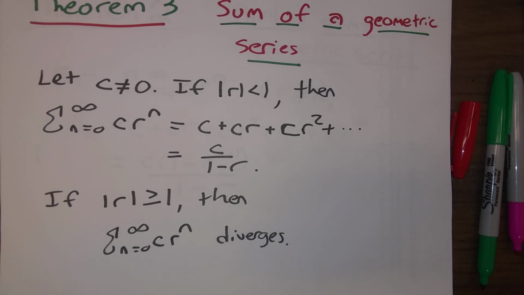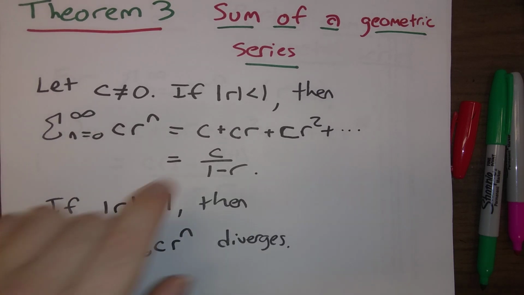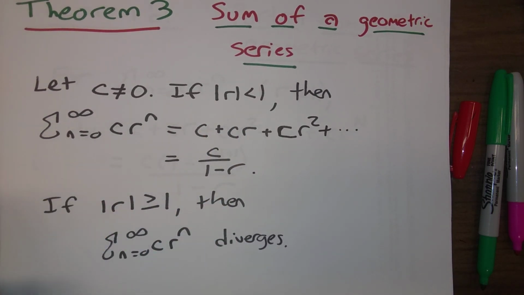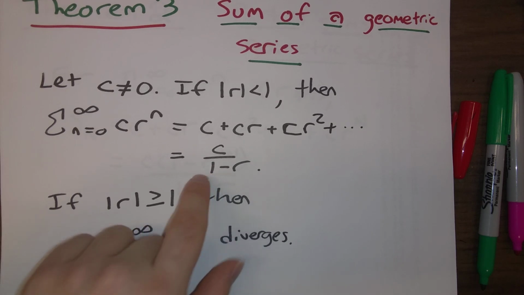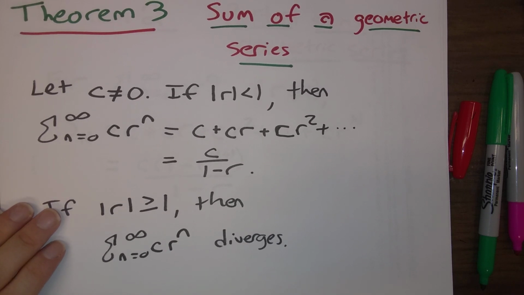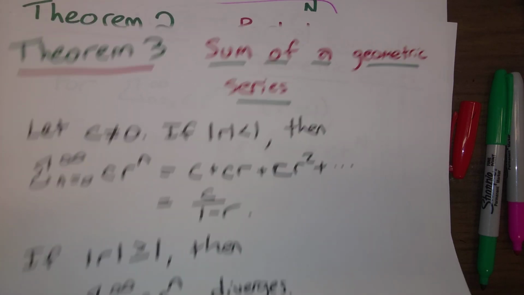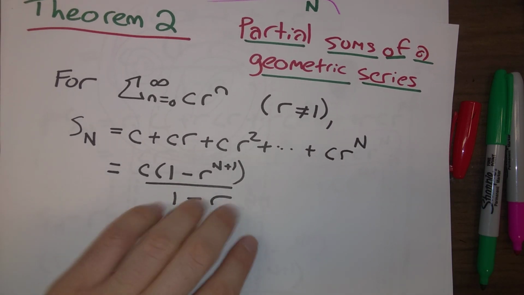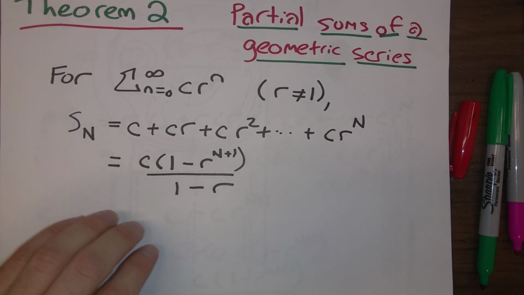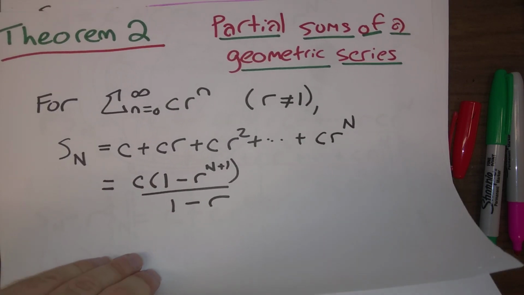And so here, if C is not equal to 0, if absolute value R is less than 1, then the formula for the sum here is C over 1 minus R. And if R is greater than or equal to 1, then the series diverges. So this will come very instantly just from using this formula here. So how do we do that?